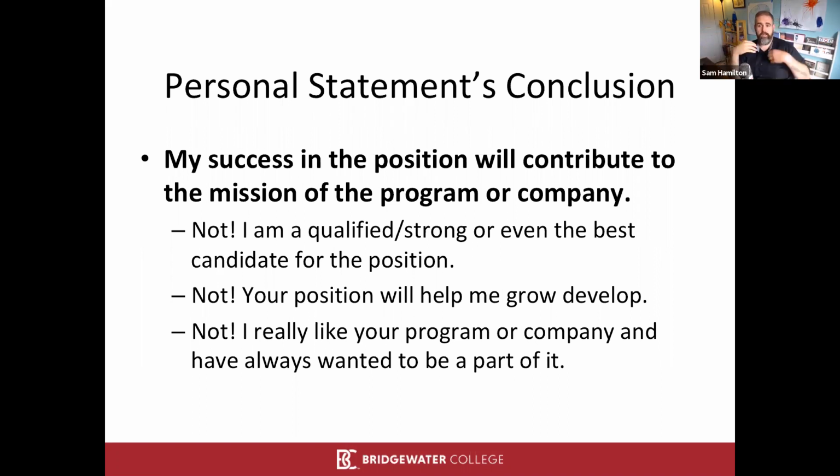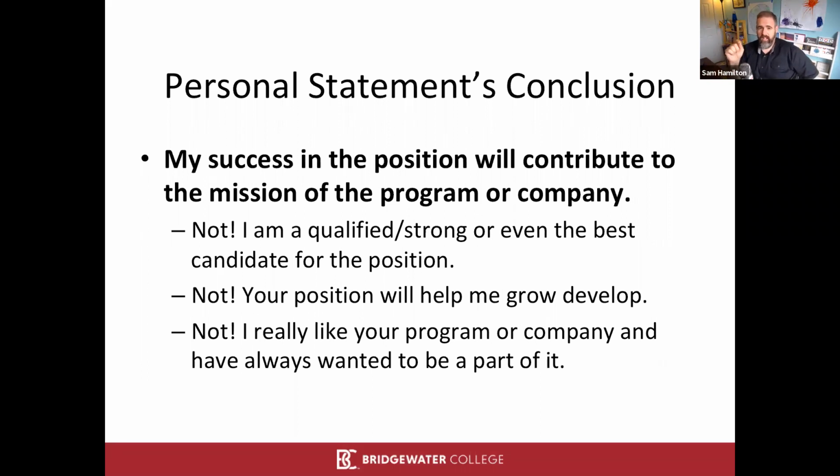In other words, if I'm writing a cover letter or a personal statement to work at, I don't know, I'm trying to get admitted into Bridgewater College's master's programs, right? I have to somehow articulate in that personal statement, my success, if you were to admit me into that program, will contribute to that program's success as well, right? One hand washes the other.